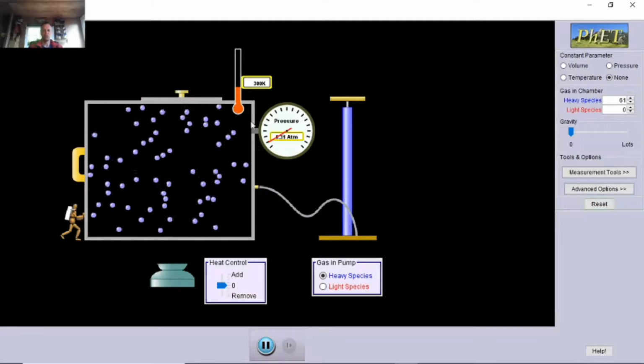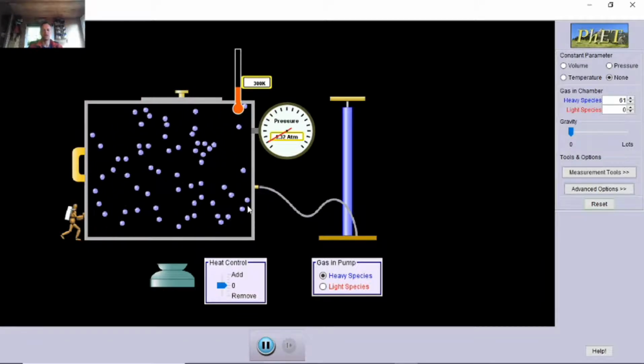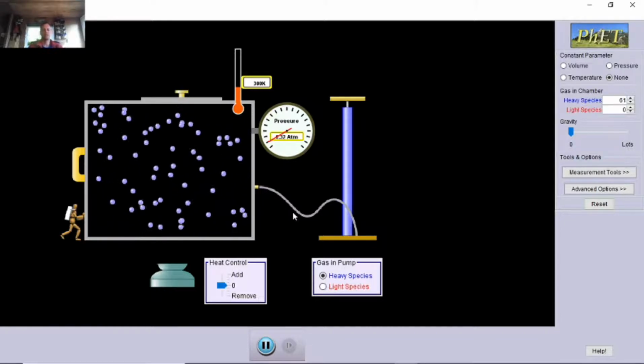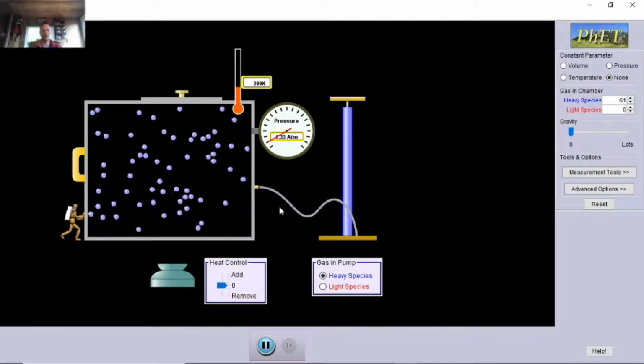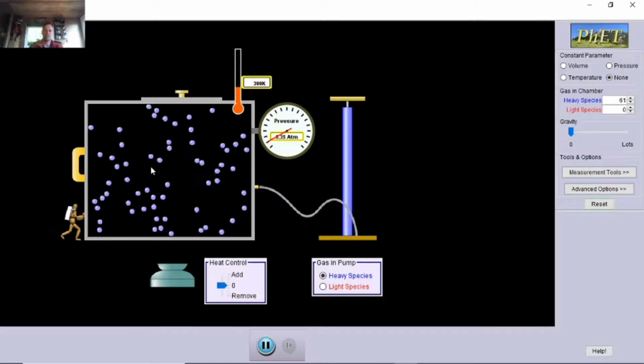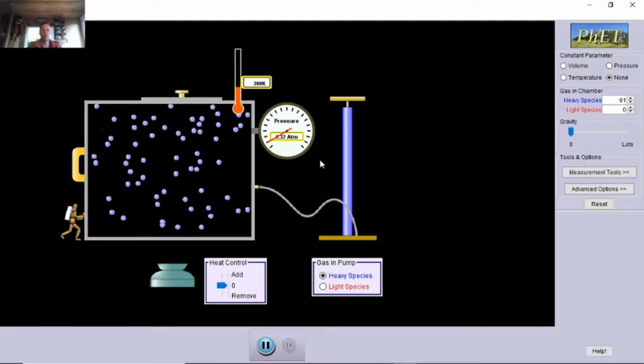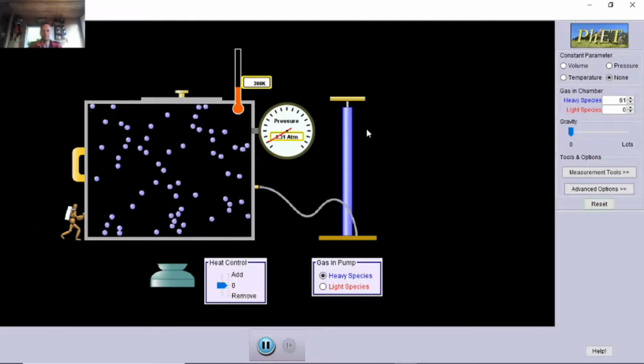Now, if they hit the wall of the container, they are going to exert a force. And because they exert a force over an area, pressure equals force divided by area. Hence, we start getting pressure. Now, don't worry too much about the units at the moment, but what we're picking up is about 0.3 ATM.